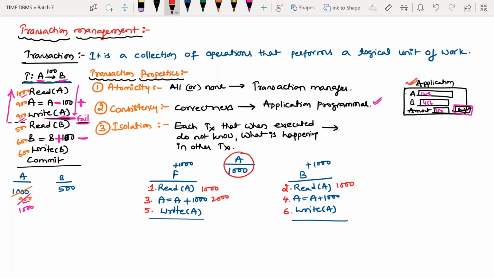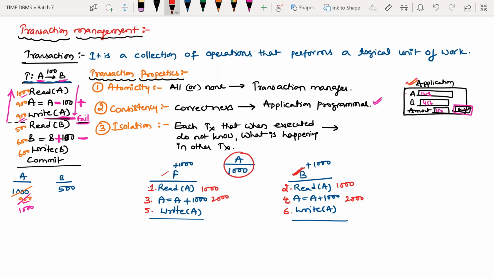Now what is the value of A? 1000 plus 1000, 2000. Do remember, the value of A at this fourth step for transaction B is only 1000, not 2000. Why? Because B does not know what has happened with F. That is what we call isolation. B doesn't know what is happening with F, and F doesn't know what is happening with B.